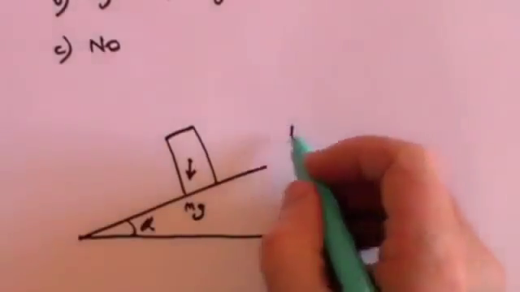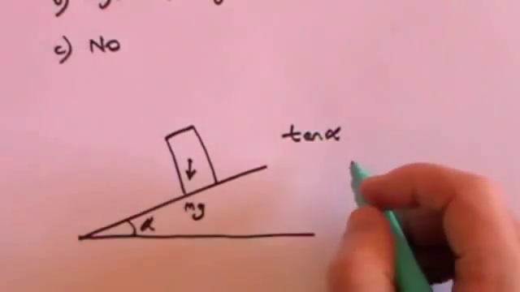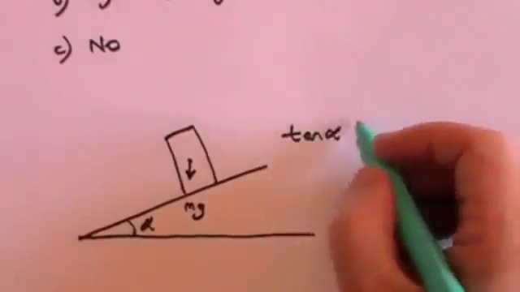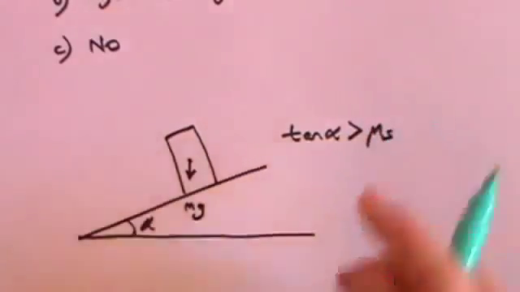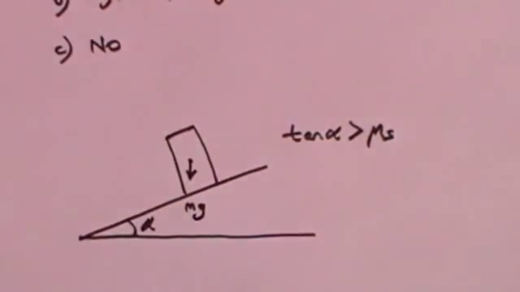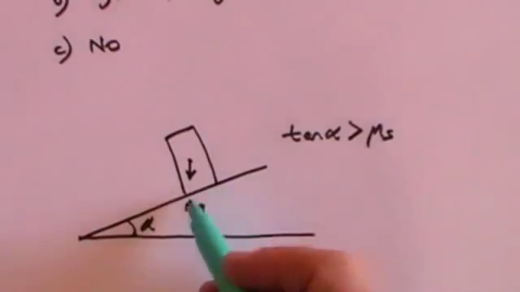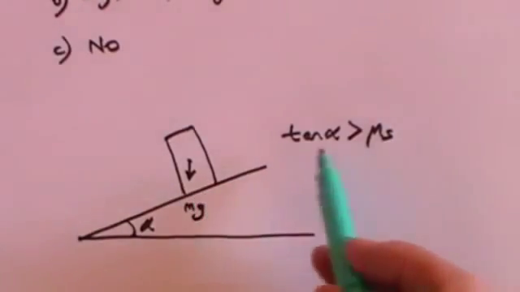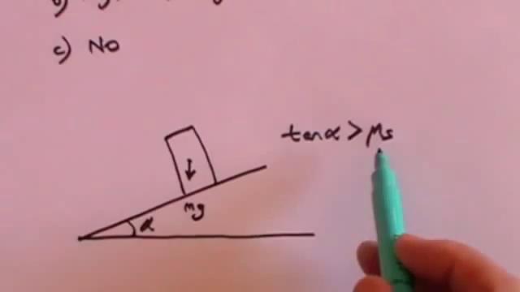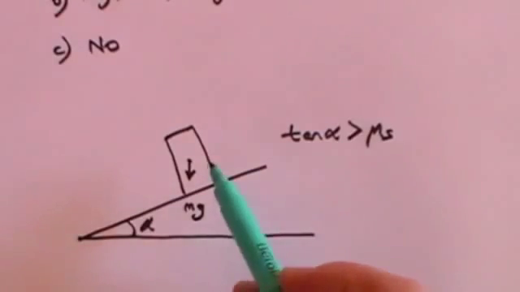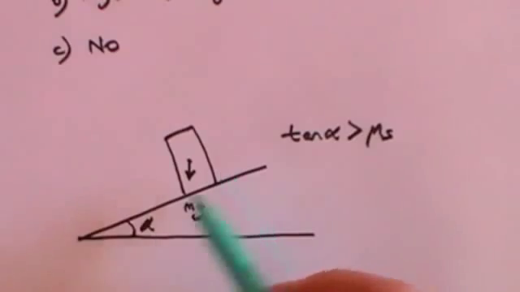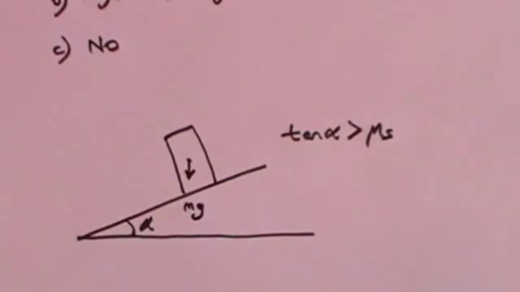It was that the tangent of alpha must be greater than the coefficient of friction, or the static coefficient of friction. We said that it didn't matter what the mass of the block was, and it didn't matter how much of it was in contact with the surface. All that matters is that the tangent of the angle must be greater than mu s. So you know the condition for when it will slide. So the real question is, will it topple before it slides?